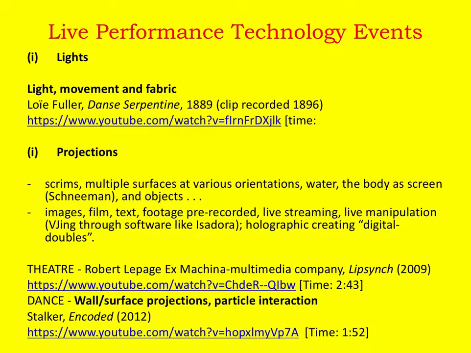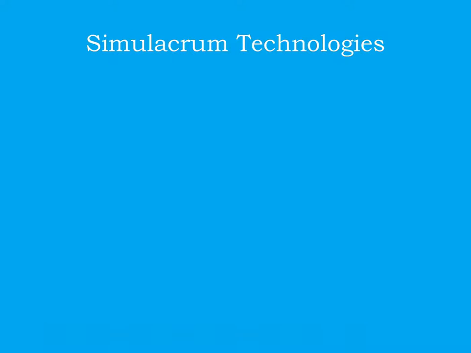So moving on to what we call simulacrum technologies. Simulacrum technologies are immersive, responsive environments that are digitally rendered experiences. So it pretty much encompasses most interaction systems or installations where there is some form of either infrared movement tracking, through cameras or Kinect devices, or motion capture is another.